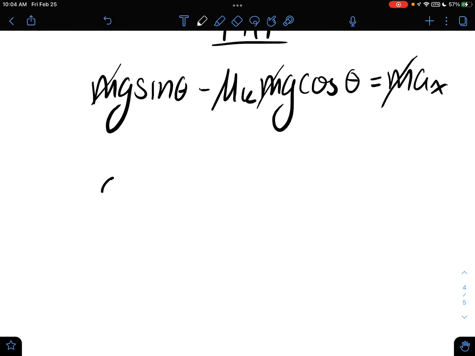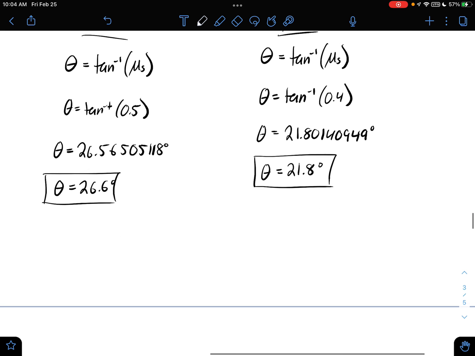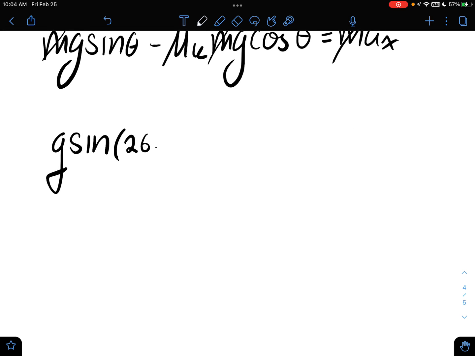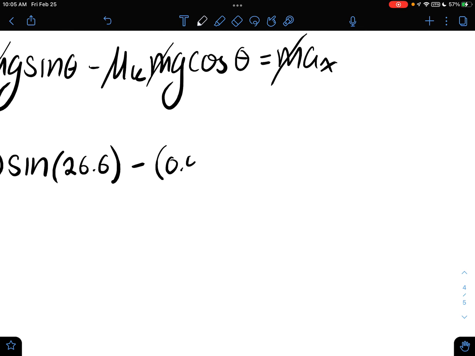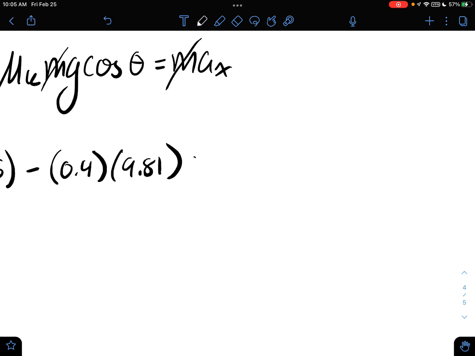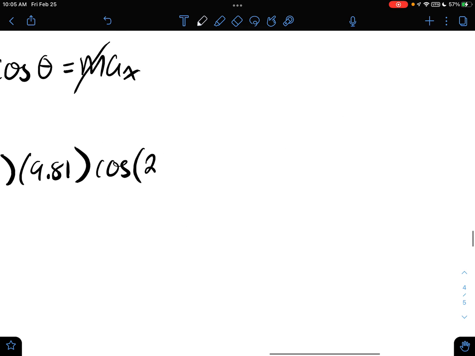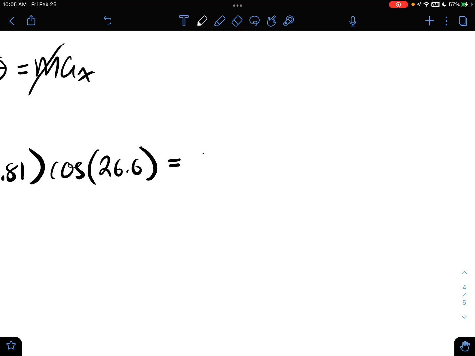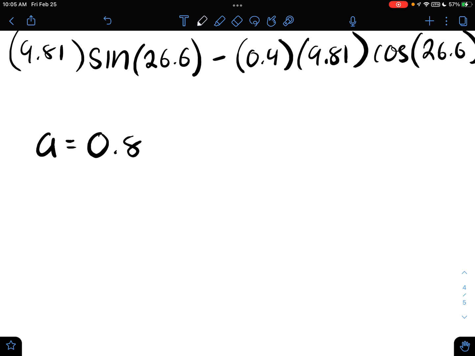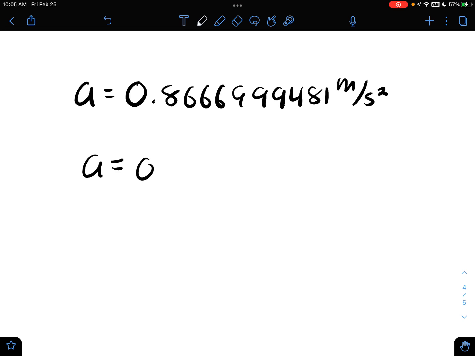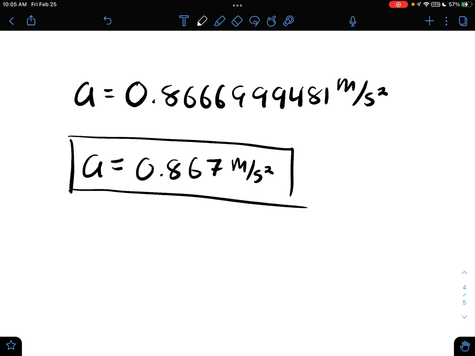So we're going to say g sine of, you said it was 26.6? Yep. G sine 26.6. G is our 9.81 as well, minus, we said mu k was 0.4, times g times our cosine of 26.6 again. And that's going to equal our acceleration. So for Fifi, our acceleration right after she starts sliding is going to be about 0.86669999481 meters per second squared. All right, and then cut for sig figs, 0.867 meters per second squared. There we go. There's our acceleration for Fifi.